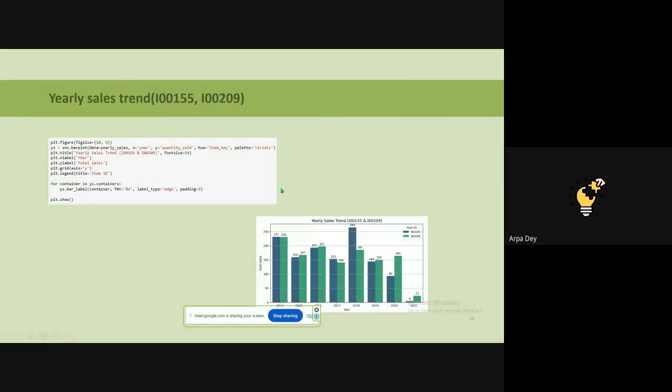Okay, so these are the yearly trends. Our given item 155 is performing really well in 2020 and 2018, but it is not performing really well in 2021. Again, we don't have the full data of this year, so we can't say much about it.